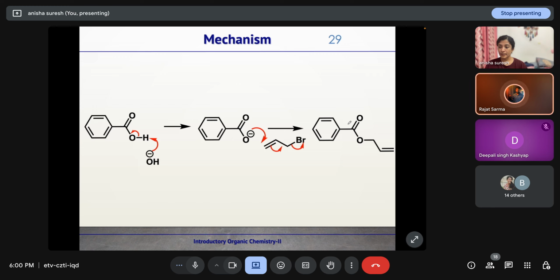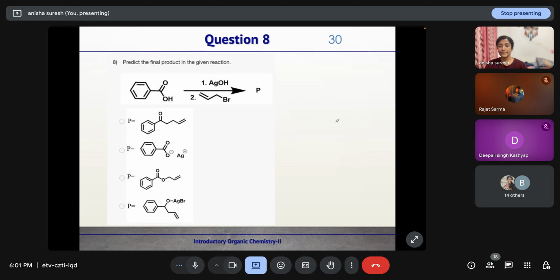Ma'am, silver hydroxide acts as a base, am I right? Yeah, silver hydroxide is acting as a base. That O minus attacks on the carbon which is double bonded, and then it leads to departure of the bromine group, such that it forms an ester. Yes. So option C is the right answer in this case. Is this clear? Clear, ma'am.